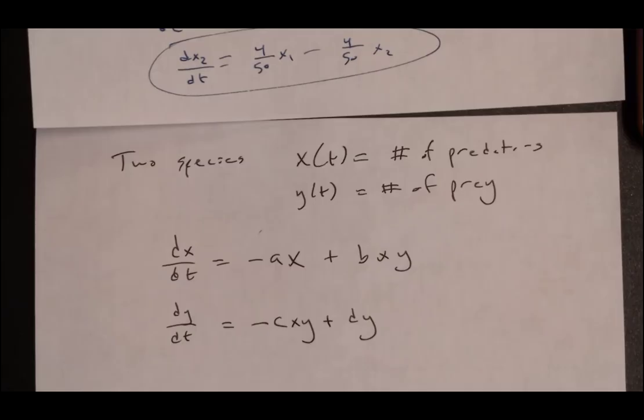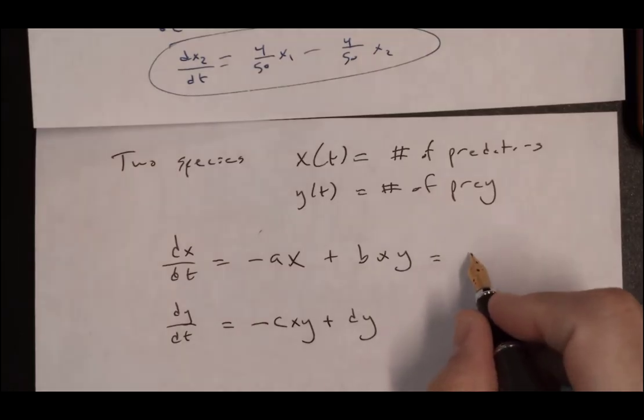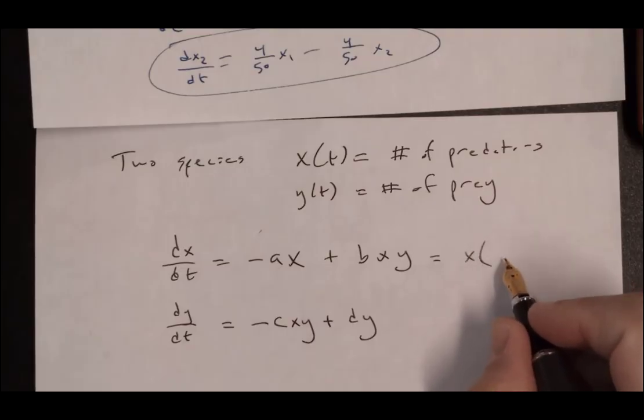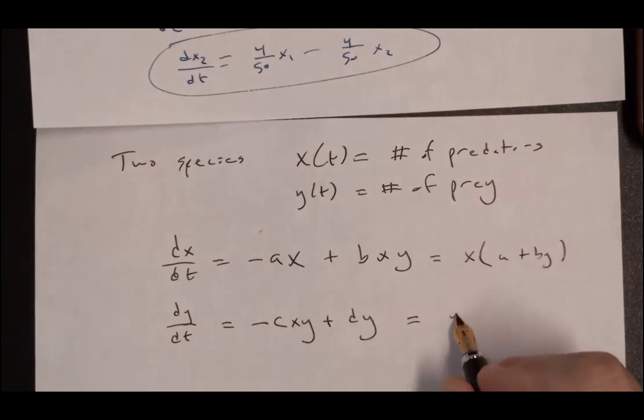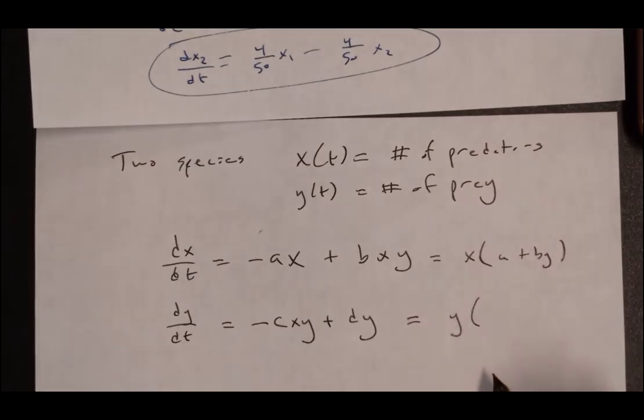You'll notice I can factor these. I can write this as x times a plus by, and I write this as y times, I'll write it as a linear equation the same way, d minus cx.